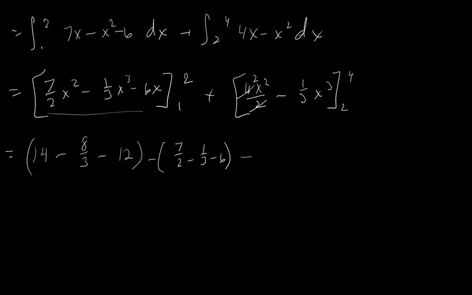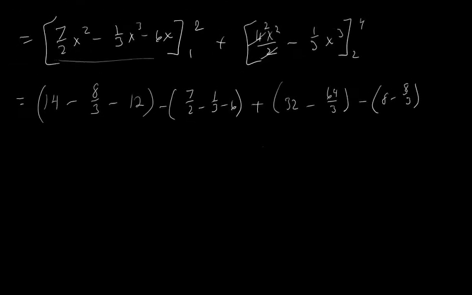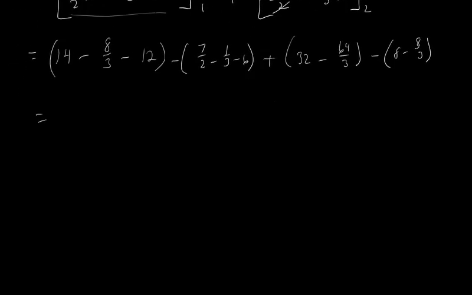Okay, we add to that. Now we're plugging in the 4. 4 squared is 16 times 2 is 32. Minus 4 cubed is 64, so 64 thirds. Minus, plugging in the 2, we're going to get 8 minus 8 thirds. All right, so we can simplify this. 14 minus 12 is 2 minus 8 thirds. So that's 6 thirds minus 8 thirds is negative 2 thirds. Minus 7 halves minus 1 third minus 6.